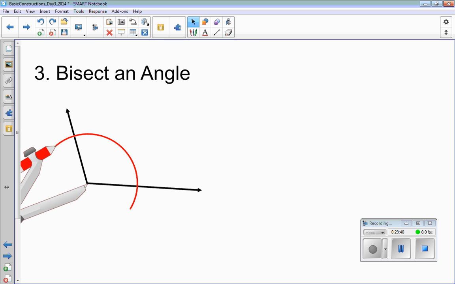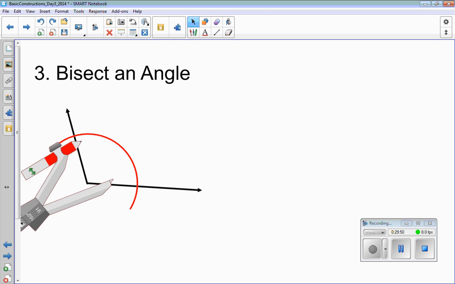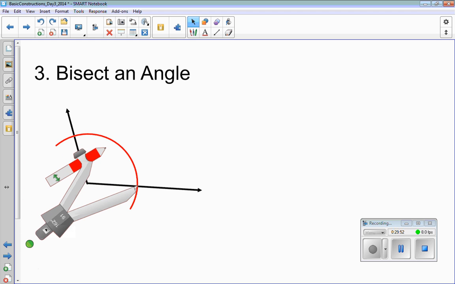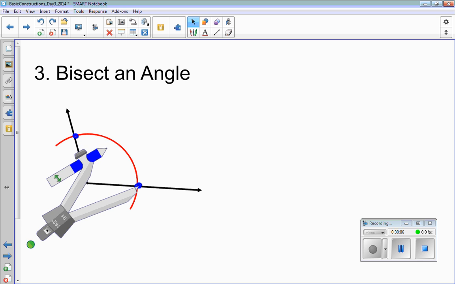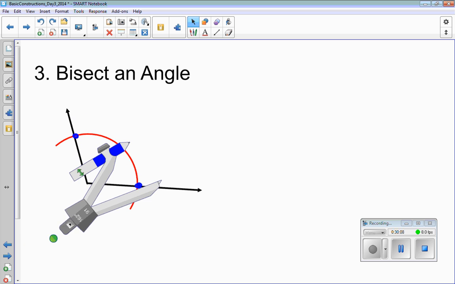Sharp point on the vertex and make a sweeping arc. The arc must intersect both sides of the angle. That's the key. Okay? Next, I'm going to move my compass to the point of intersection, because what we just did was we created these 2 points, did we not? That's what we just created. So I'm going to move my compass to one of those 2 points.